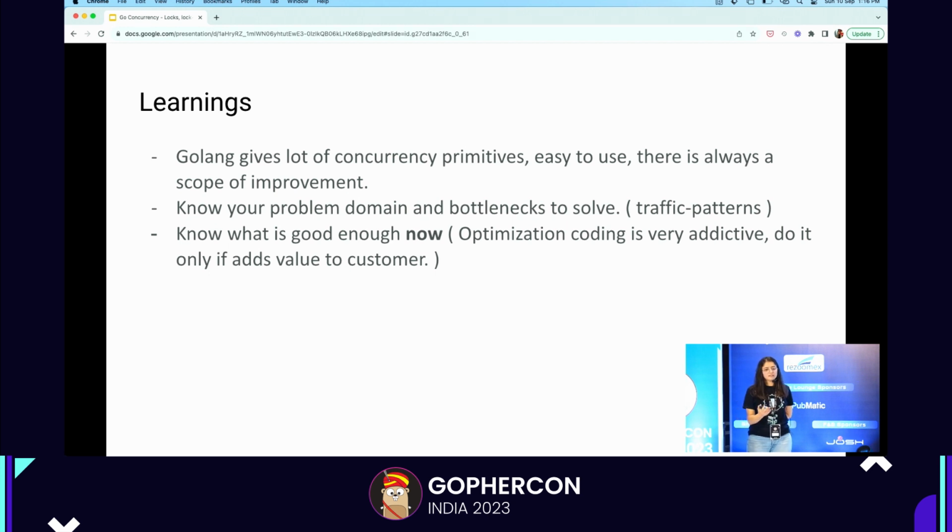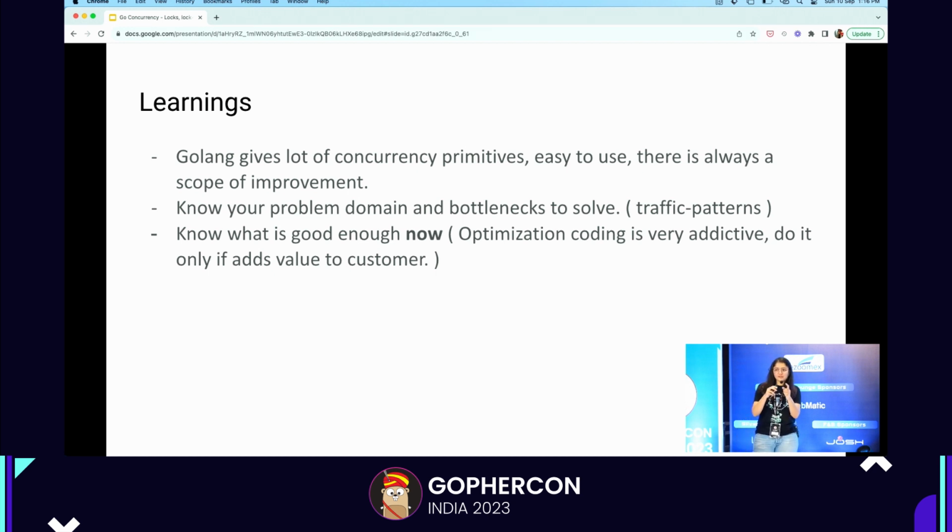So the learnings are that Go gives you very good concurrency primitives, easy to use, because I genuinely just started 6 months back doing all this concurrent programming, and it was very easy to get started with it. There is always scope for improvement. I'm pretty sure there are a lot of things which I've not yet explored, but Go has all the support. So you can keep on improving always, and it is very addictive.